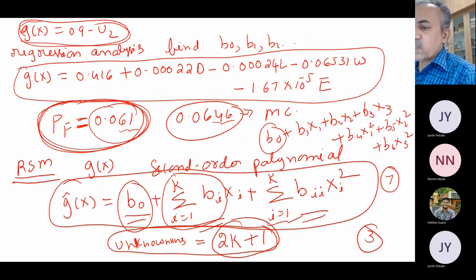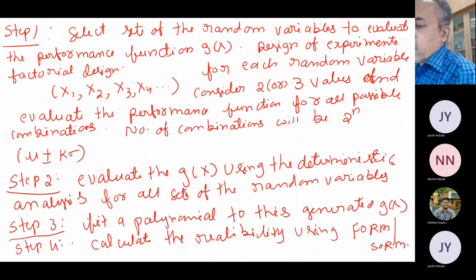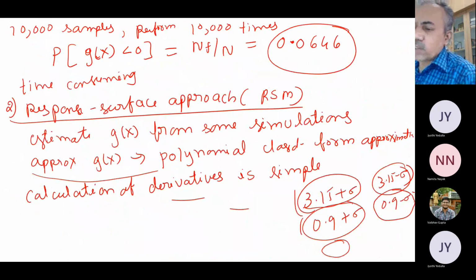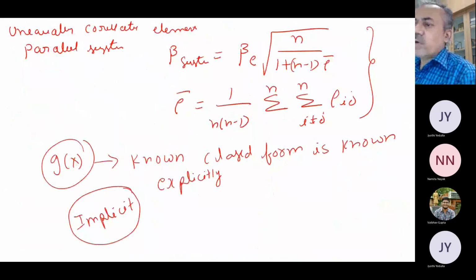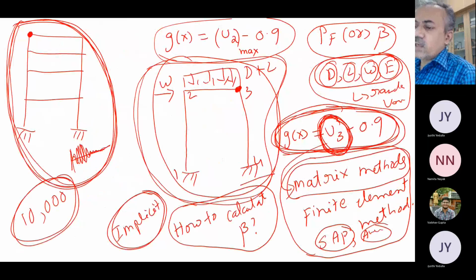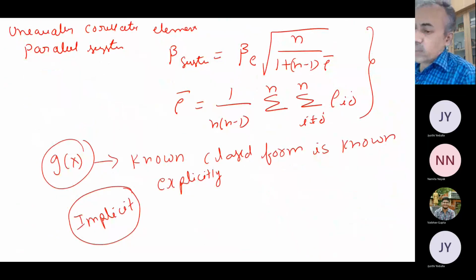So anyway, last class, if you remember, we were discussing reliability; the methodology and other things have already been discussed previously. What we were trying to do is, if your performance function is known explicitly, like you have a closed form expression, like whatever we discussed previously, then you can do all the calculations, okay?